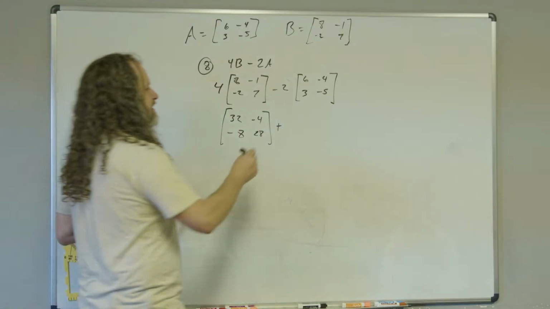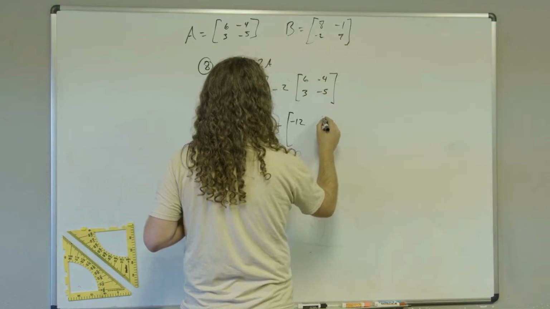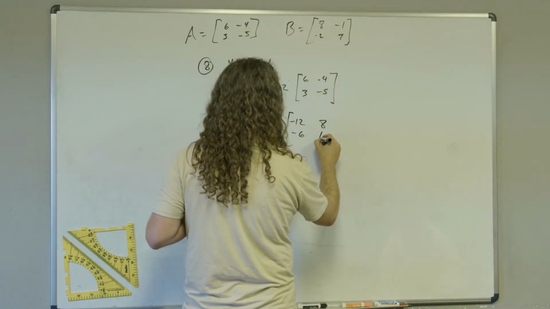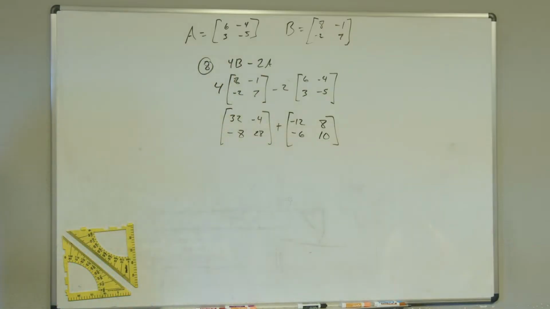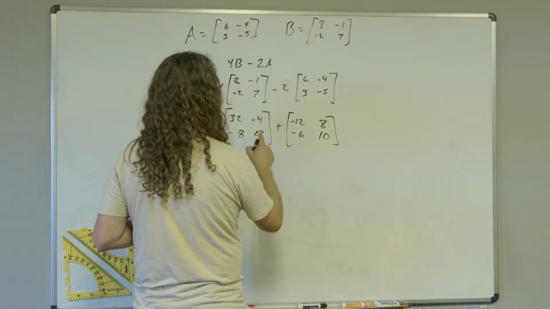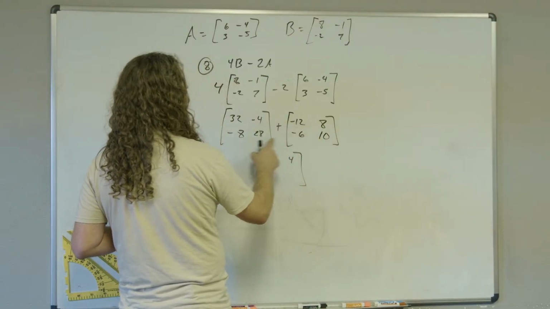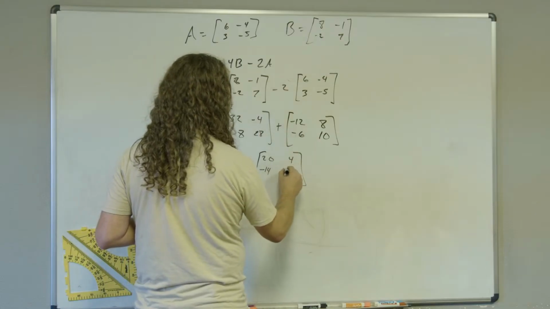-2 times 6 is -12. -2 times -4 is +8. -2 times 3 is -6. -2 times -5 is +10. Now we're adding these up. 32 plus -12 is 20. -4 plus 8 is 4. -8 plus -6 is -14. And 28 plus 10 is 38.